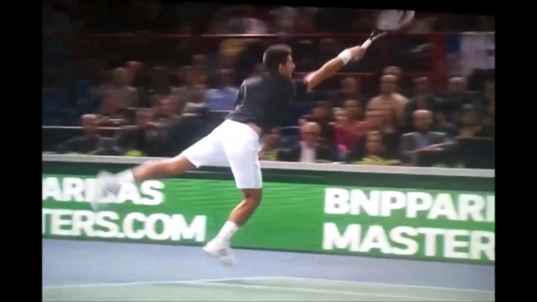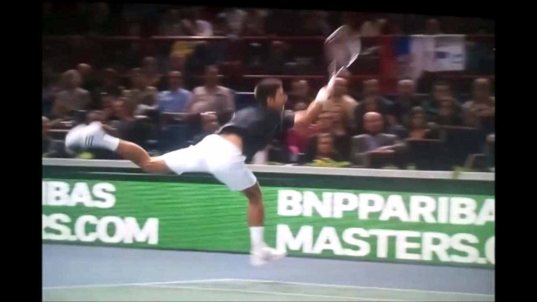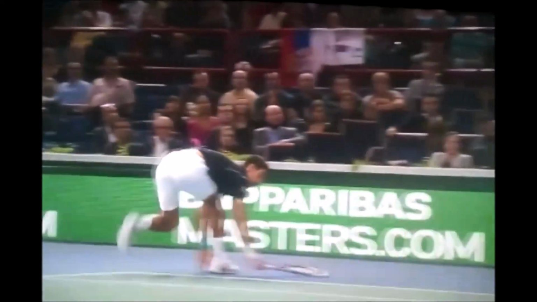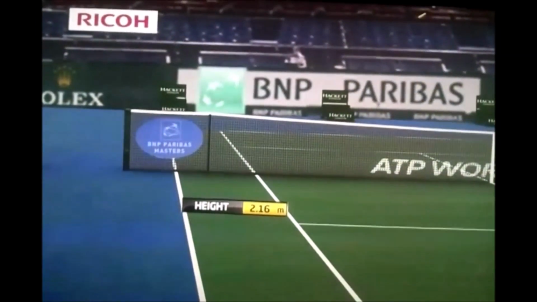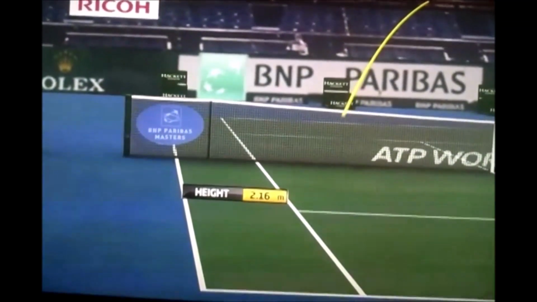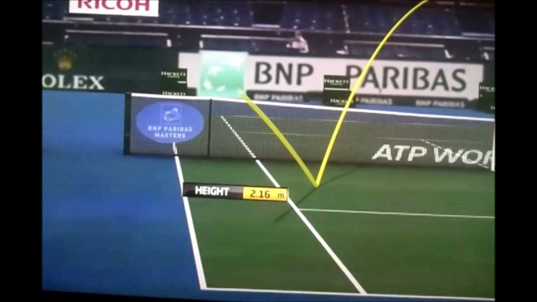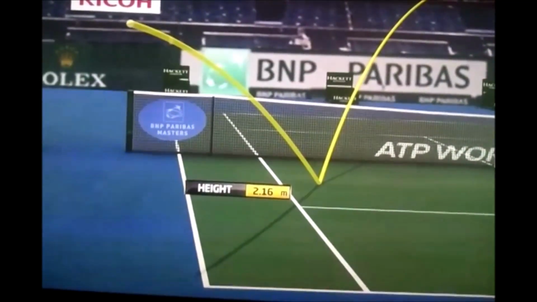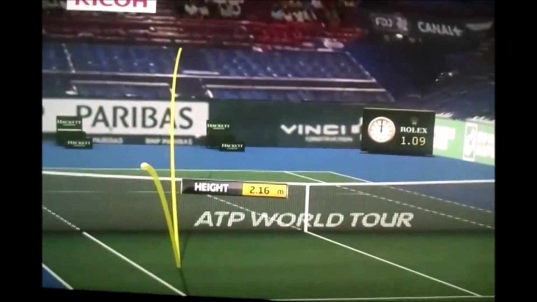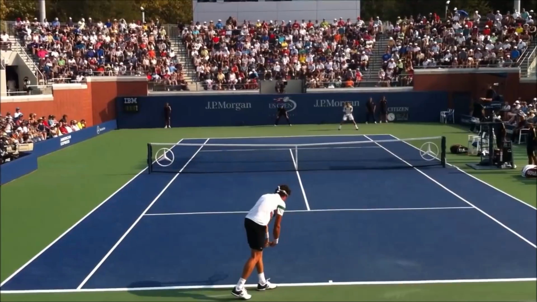2.16 meters above the ground. I mean, that's a backhand smash for me. It's ridiculous. Look at that. Comes in and then just reacts off the court. Wonderful work from the cameraman and the boys in Hawkeye to give us.